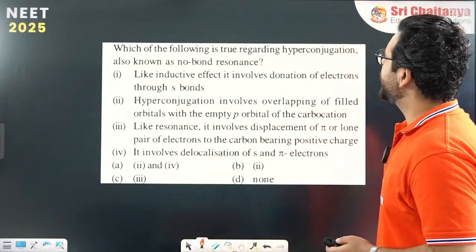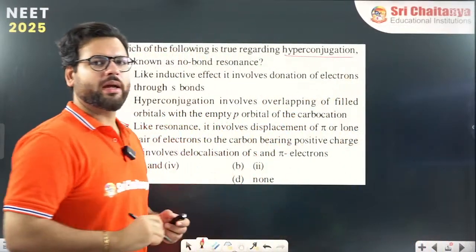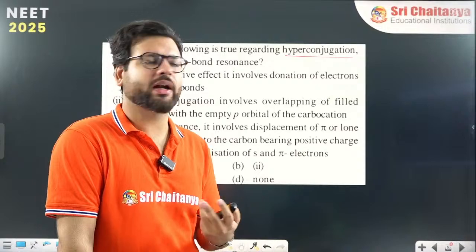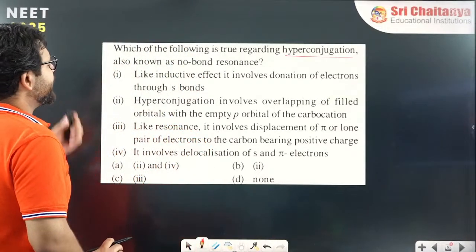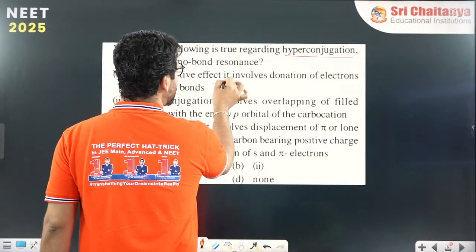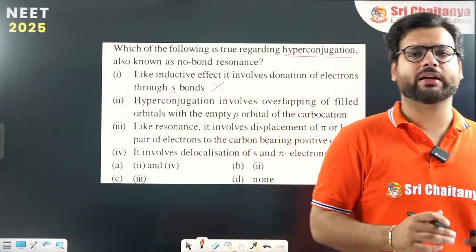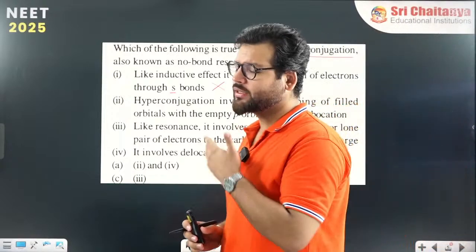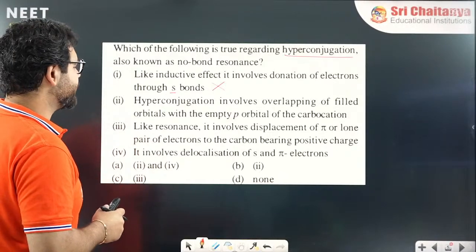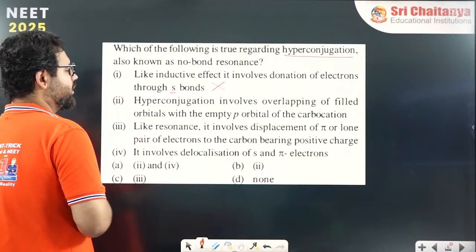Question is, which of the following is true regarding hyperconjugation? You know, hyperconjugation is a no bond resonance. It takes place in carbocations, in alkenes, and in free radicals. Like inductive effect, it involves donation of electrons through sigma bonds. There is no donation of electrons in the inductive effect. There is just partial shifting of electrons of the sigma bond. Hyperconjugation involves overlapping of a filled orbital with the empty p orbital of the carbocation.